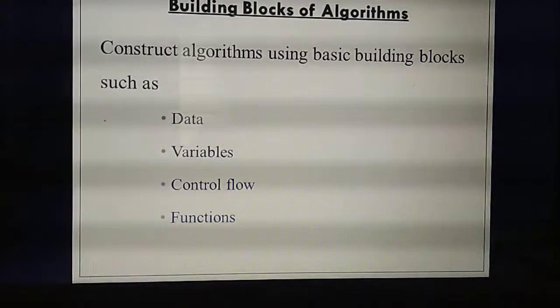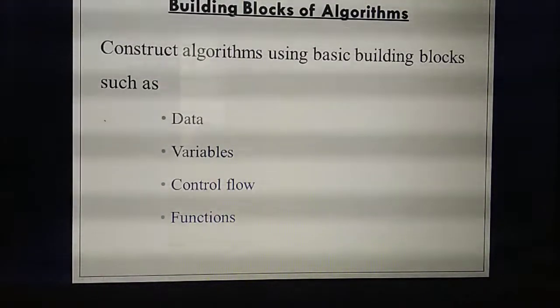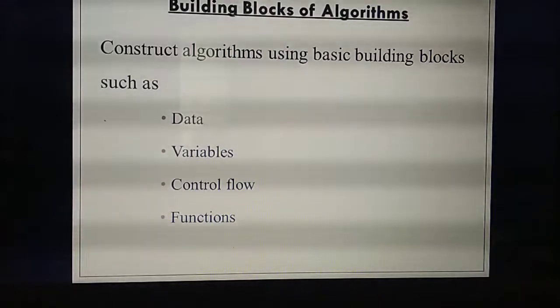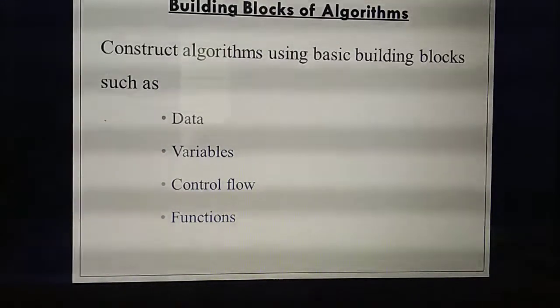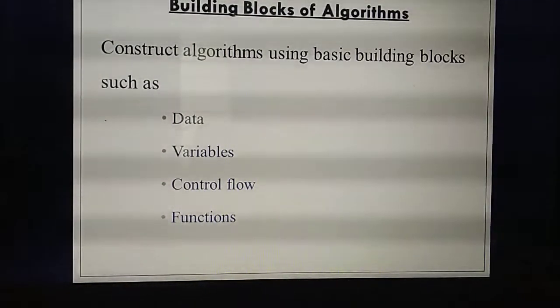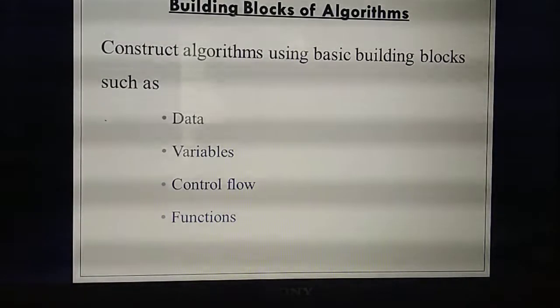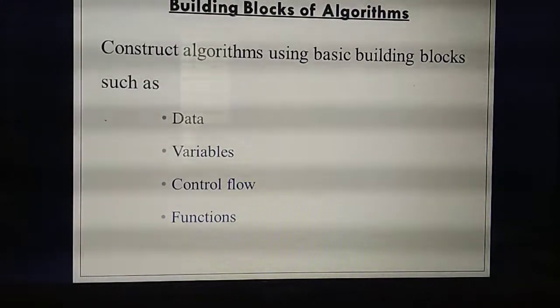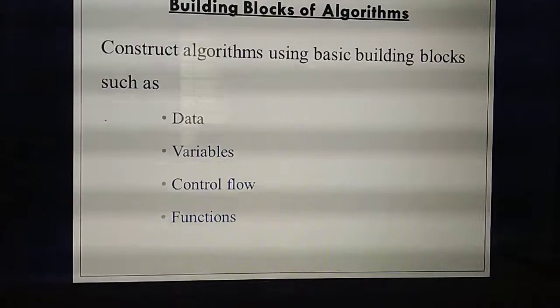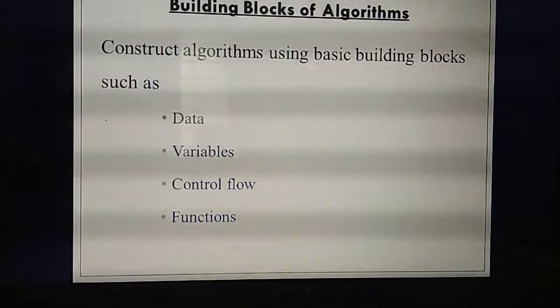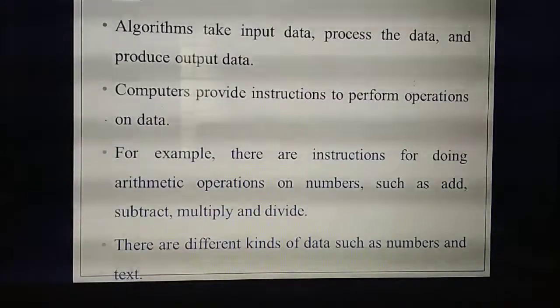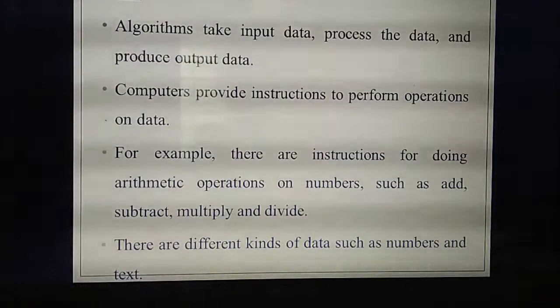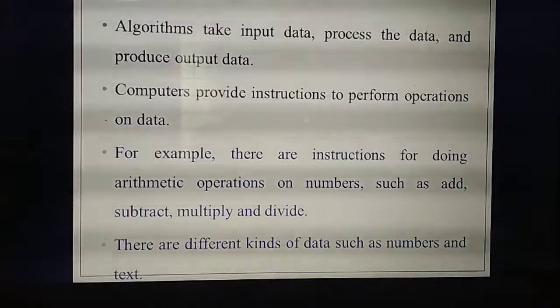So here there are totally 4 building blocks. How many building blocks are there for algorithms? 4. So what are they? Data, variables, control flow and functions. How many building blocks are there? Data, variables, control flow and functions. 4. This is an important 2 mark question. Now we are going to study about them one by one in detail. So listen. First we are going to study about data.